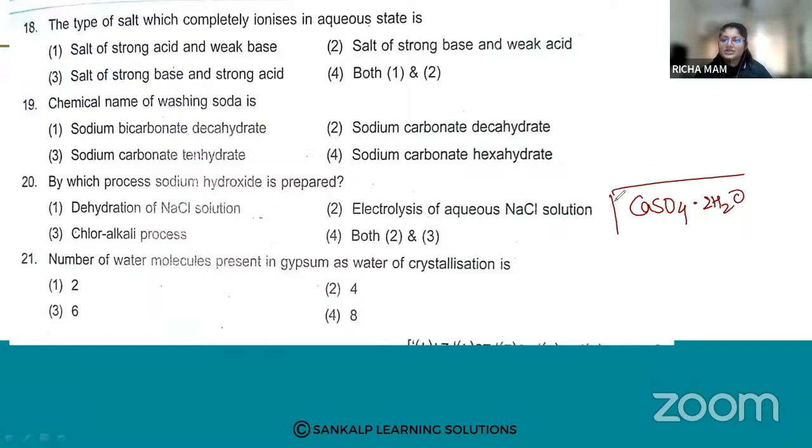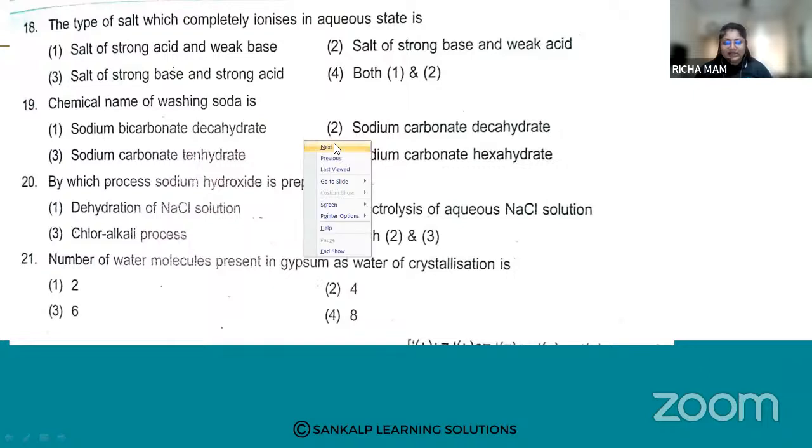Gypsum is nothing but calcium sulfate dihydrate. So it is associated with two water molecules. Is it clear up to here? So these are the 21 questions which we have discussed from the chapter Acids, Bases and Salts. I hope all the questions are clear, right?